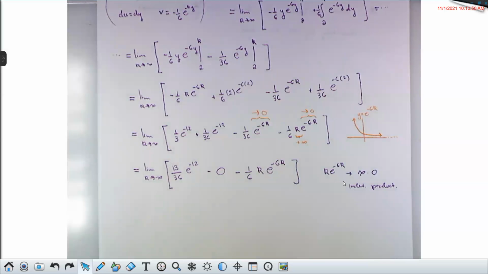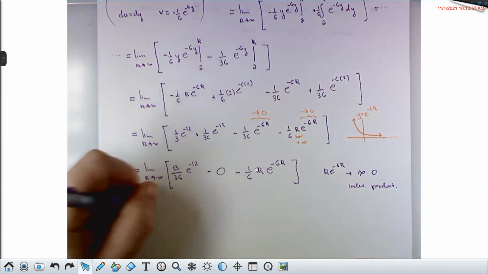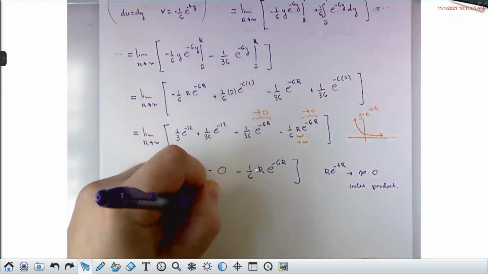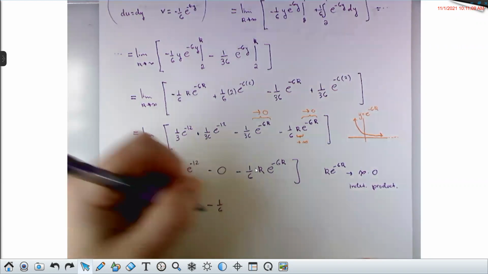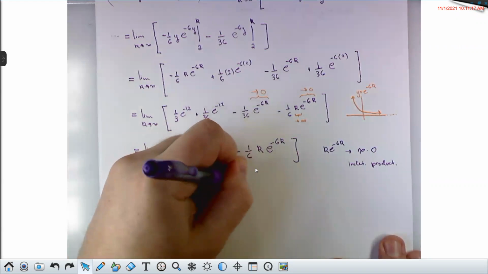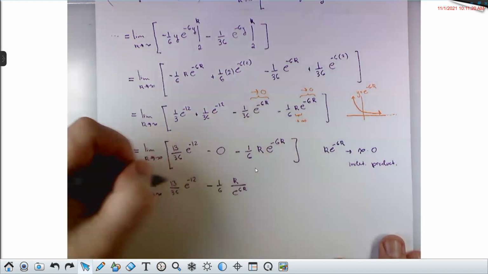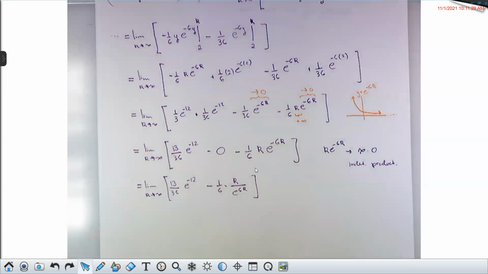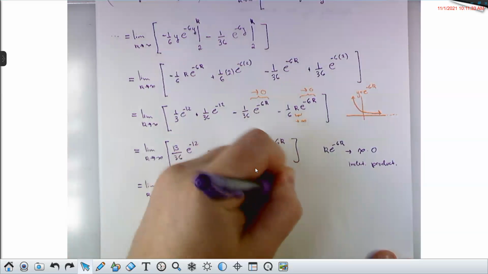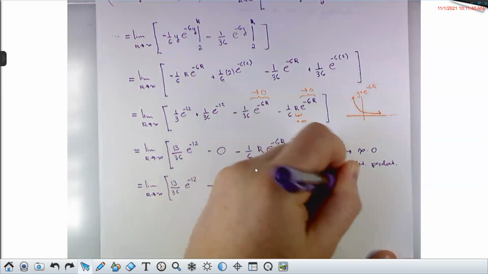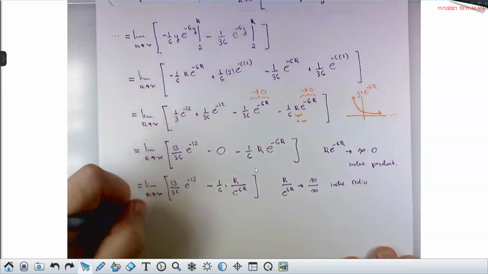And the way you handle indeterminate products is by turning them into indeterminate ratios and applying L'Hopital's rule. So this is the limit as r goes to infinity of 13/36 e to the negative 12 minus 1/6. So if you have something that looks like infinity times 0, you need to rewrite it as a fraction. I can rewrite this as r over e to the 6r. Then r over e to the 6r goes to infinity over infinity, which is an indeterminate ratio. So I can apply L'Hopital's rule.